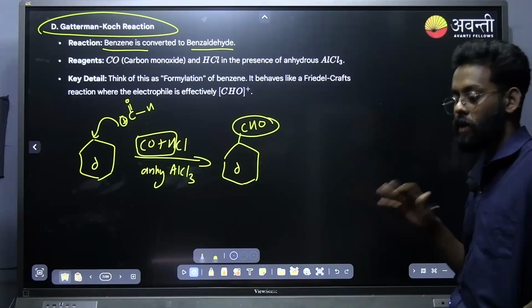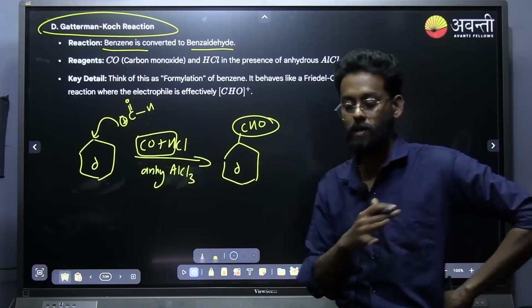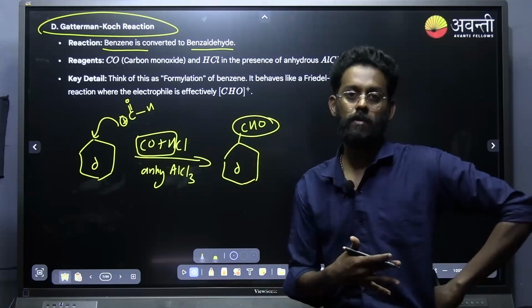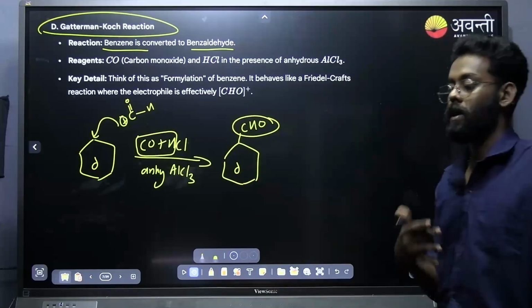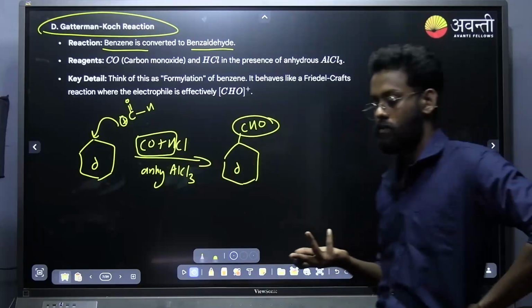All these name reactions you already know, because you already studied all these things in your CBSE, because these are 12th class chapters. So I don't think you need a better introduction for this chapter.